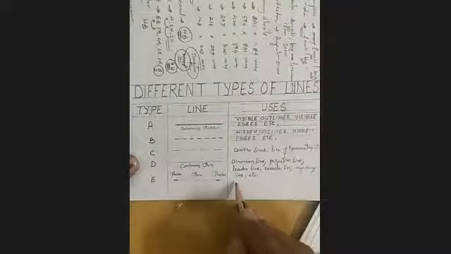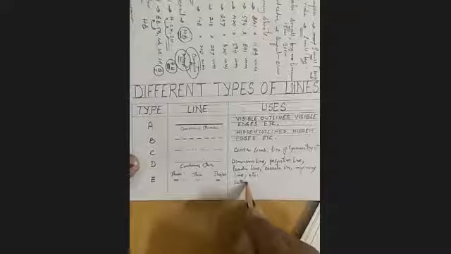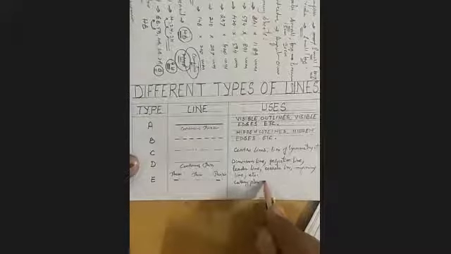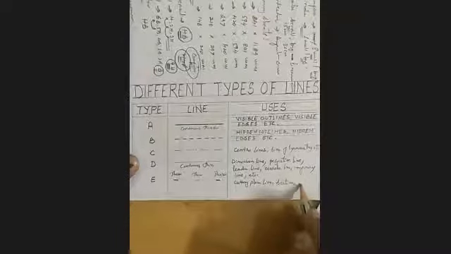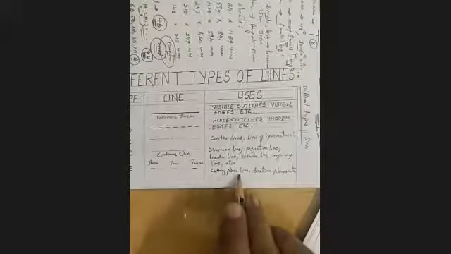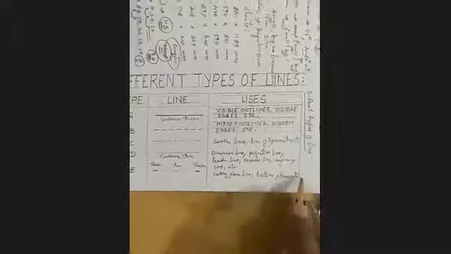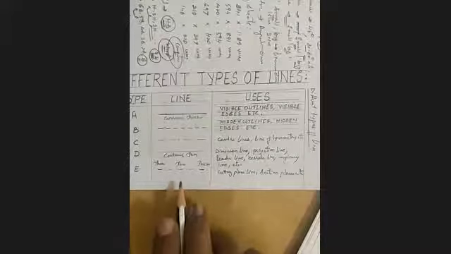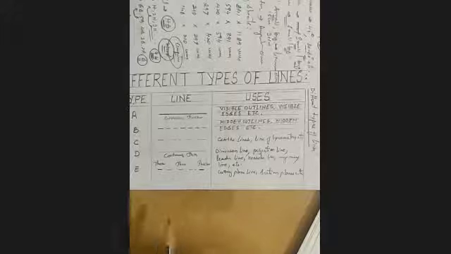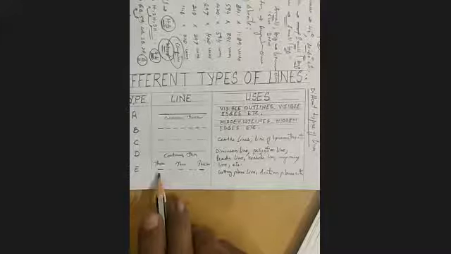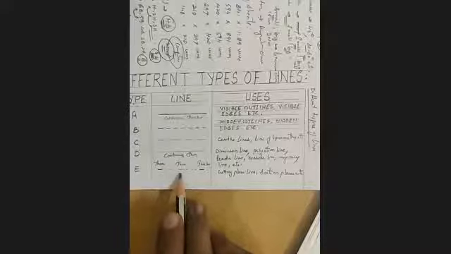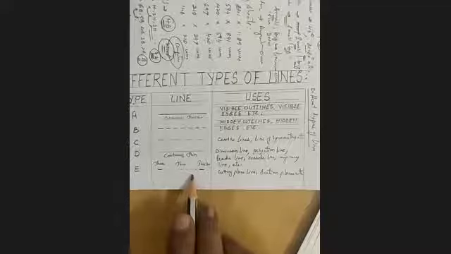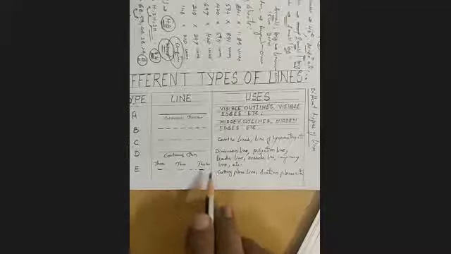This type of line we use for cutting plane line, section plane, etc. Be careful, the figure has to be noted down neatly. Thick, dot, space, light line, dot, space, light line, dot, space, light line, and again at the end, thick.